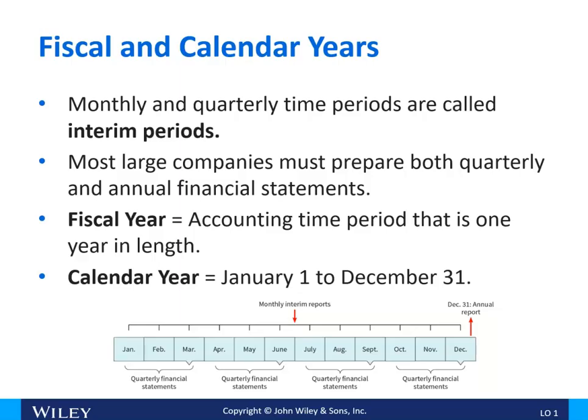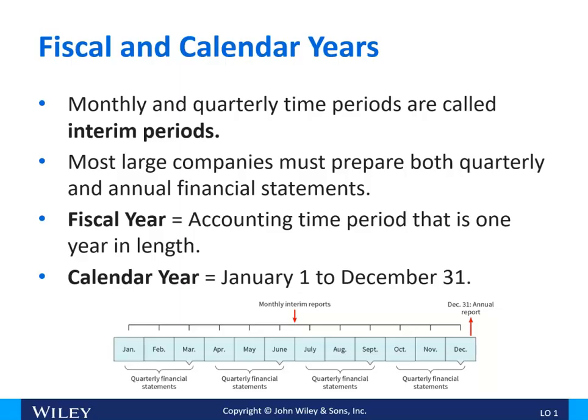And here's an example graphically. Each month, and we assume that these accounting periods match the calendar months, is an interim period, so there are 12 periods. There are 4 quarterly periods, which are also interim periods. And then on December 31st, it's the end of the fiscal year, which happens to match the calendar year. This is typical. You'll see this quite a bit.